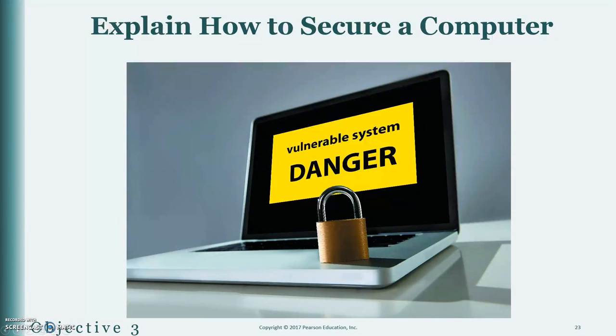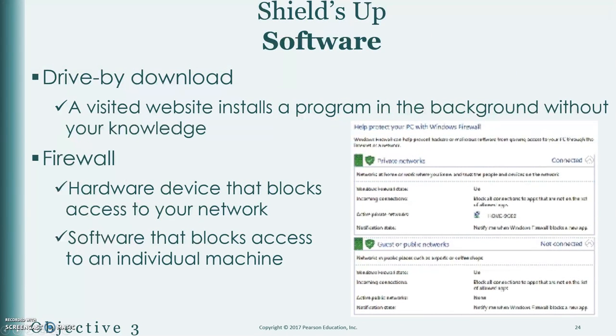Okay, so the scary part's over. How do we secure our computers? Well, one of the most common ways to get a malware infection on a computer is by downloading it. This could happen in a drive-by download. A drive-by download occurs when you visit a website that installs a program in the background without your knowledge. So you don't even know it's happening, and then all of a sudden you get a special bonus prize of some malware.